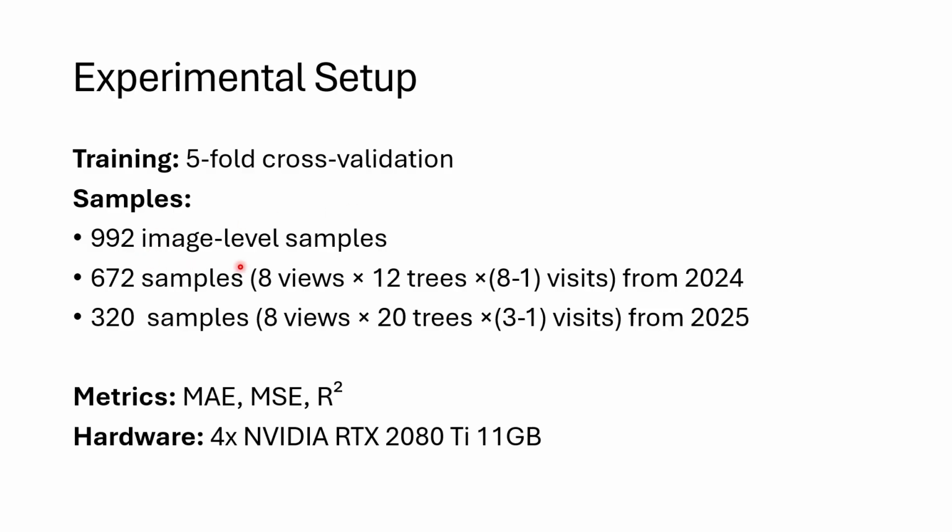In the experimental setup, we did 5-fold cross validation. We have 992 image-level samples, 672 samples from the 2024 data and 320 samples from the 2025 data. Here we used 8 minus 1 visits, because the final visit is considered as our ground truth. Same in the 2025 data, the final visit is considered as ground truth. We use MAE, MSE, and R2 as metrics because our output is a regression.